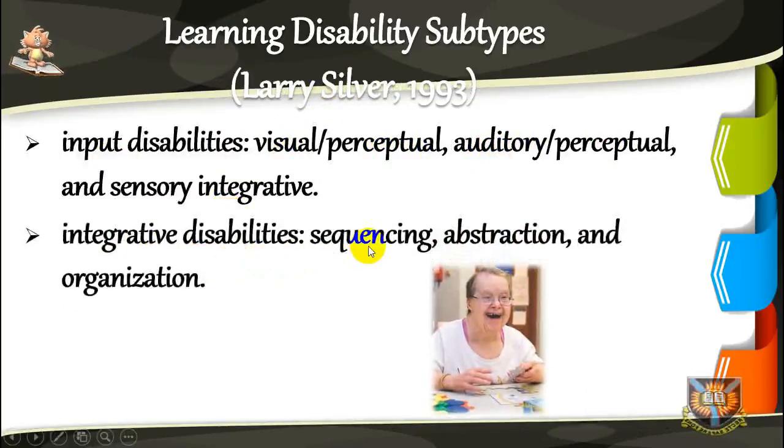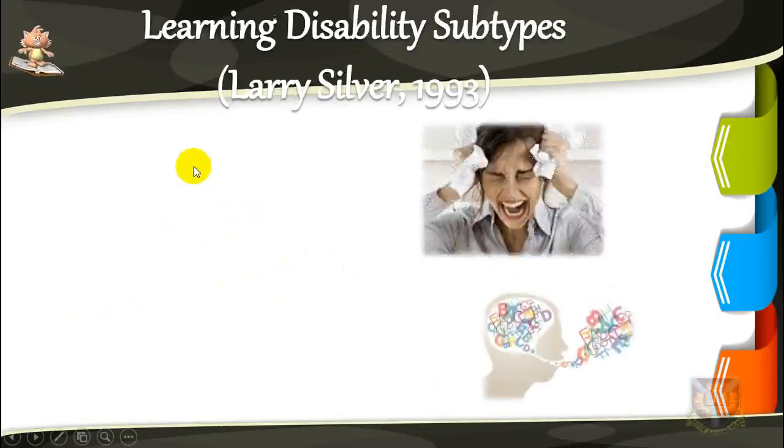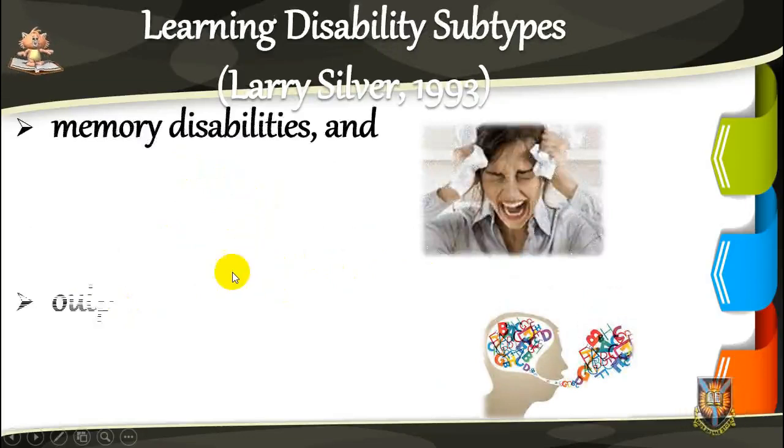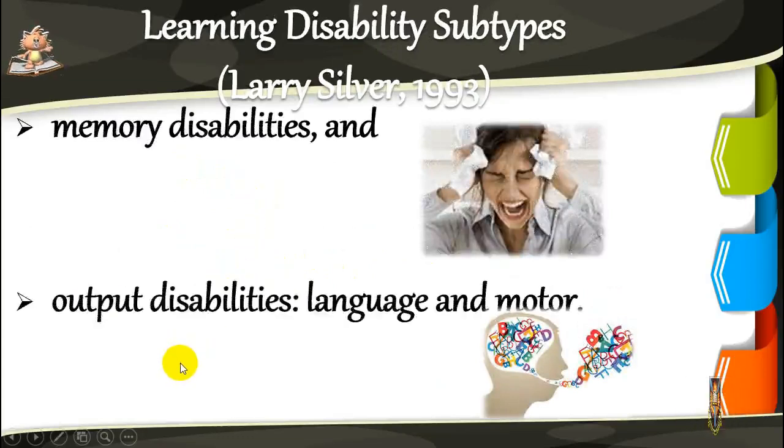disabilities, sequencing, abstraction and organization, memory disabilities, and output disabilities, language and motor. Reading, spelling disabilities are by far the most prevalent form, with such disabilities estimated to comprise from 5% up to 17% of the child and adolescent population.